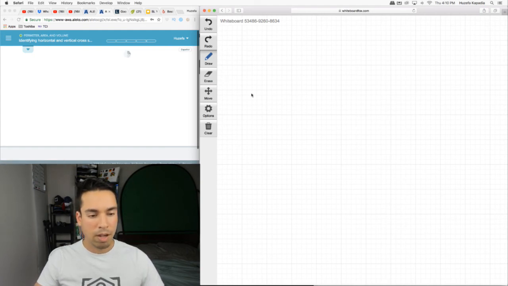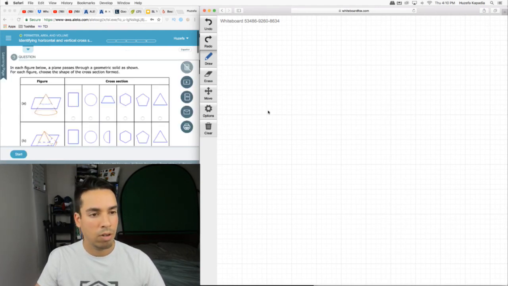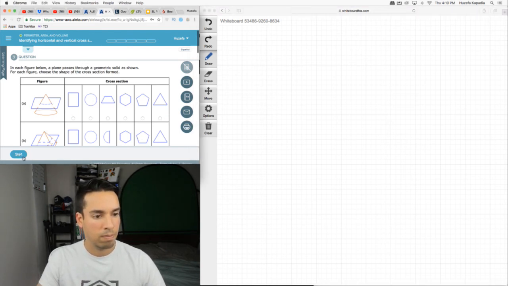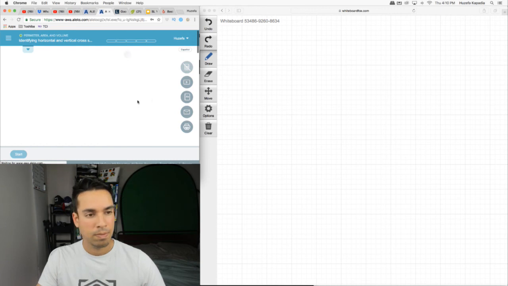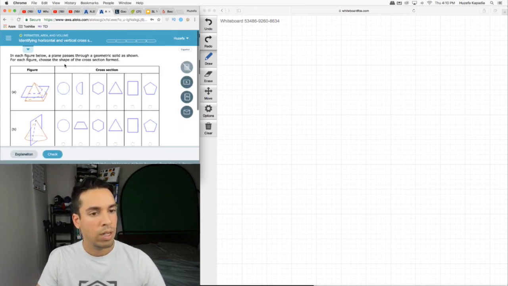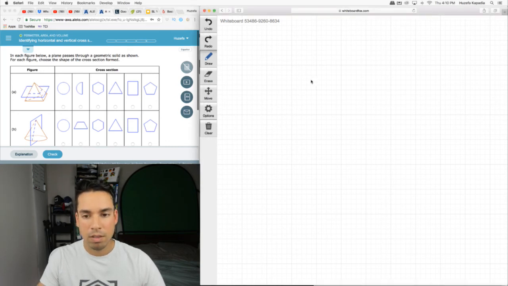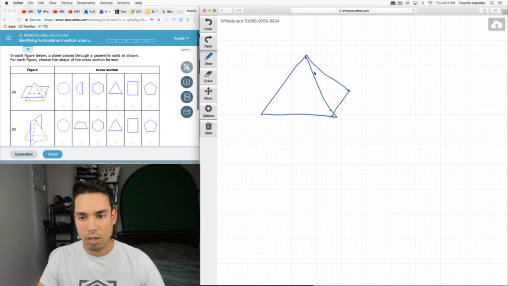All right, cool. Here we go. Identifying horizontal and vertical cross sections. In each figure below, a plane passes through a geometric solid as shown. Choose the shape of the cross section formed. So let's see. We've got a square pyramid is what this looks like.